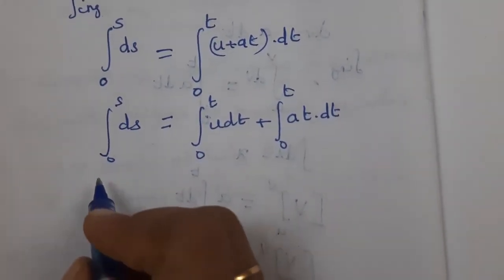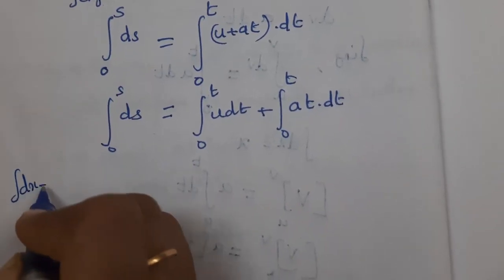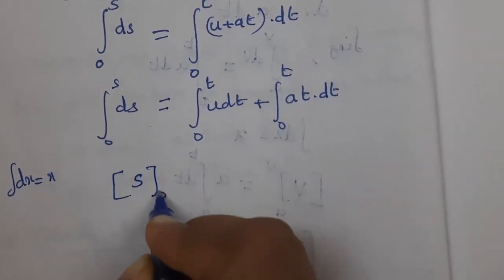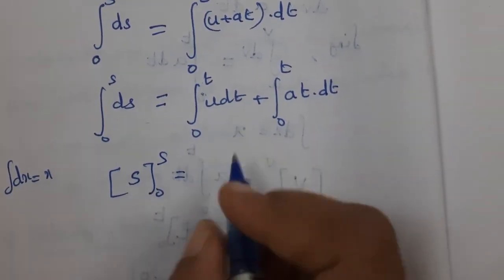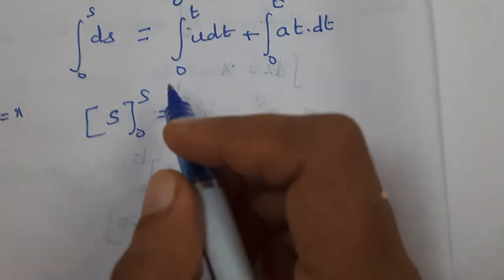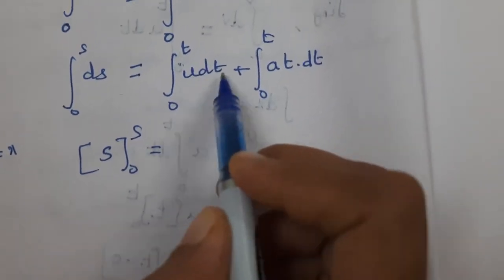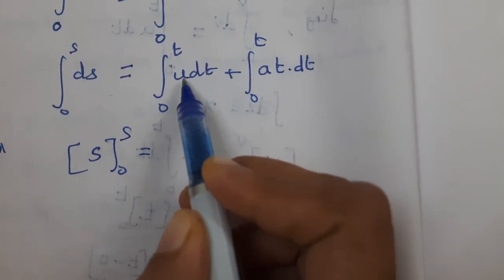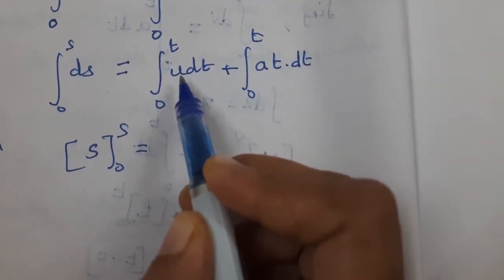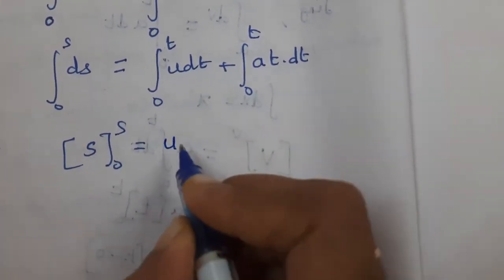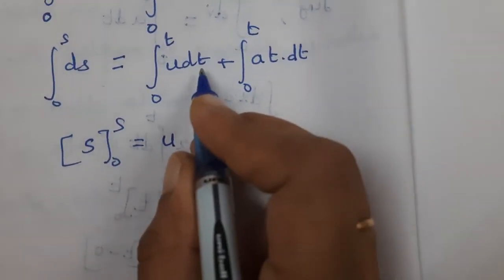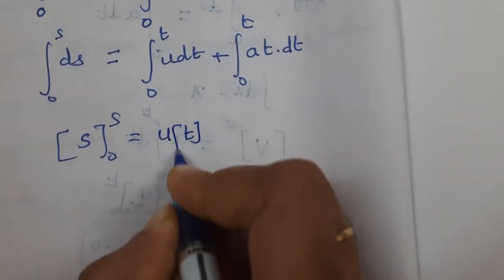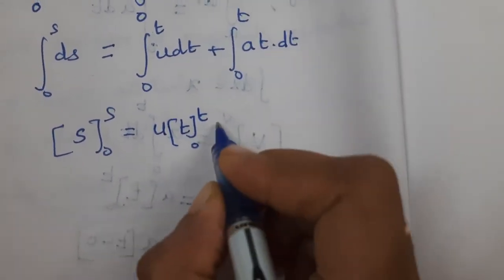Again, what is the integration formula? Integral dx is equal to x. So, integral ds is equal to s. Here, integral u dt, this integration is with respect to time. So, u we can take outside, so u into integral dt. Integral dt is t. We have to put the limit 0 to t.